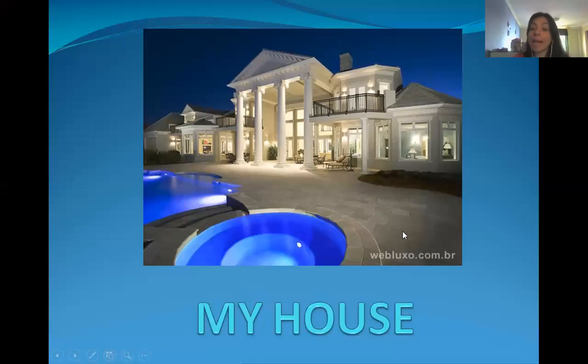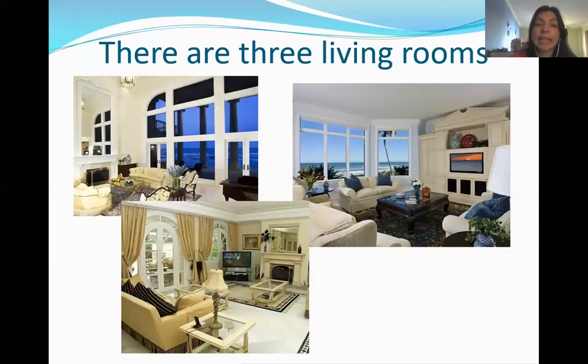Okay. My house. There are 3 living rooms. In this part, we have some parts of the house, and then you have to tell me if there are or there is. Okay. There are 3 living rooms. Tenemos 3 salas. ¿Sí? Living room es sala de estar, ¿verdad? Entonces tenemos 3 salas de estar. There are 3 living rooms because this is plural.